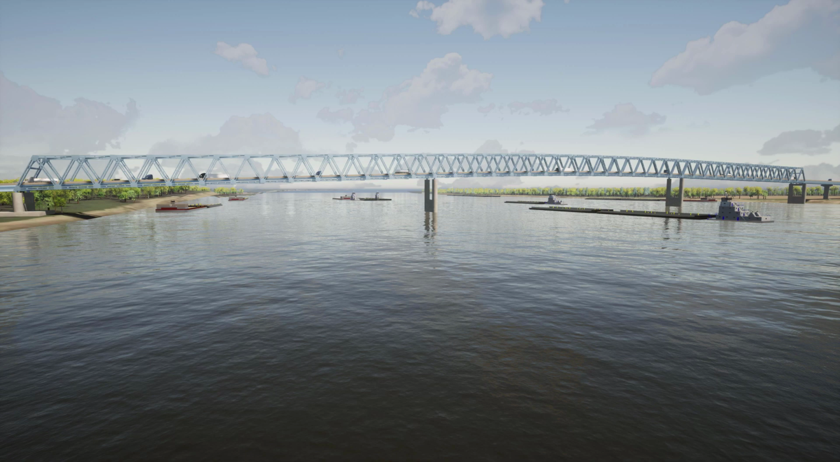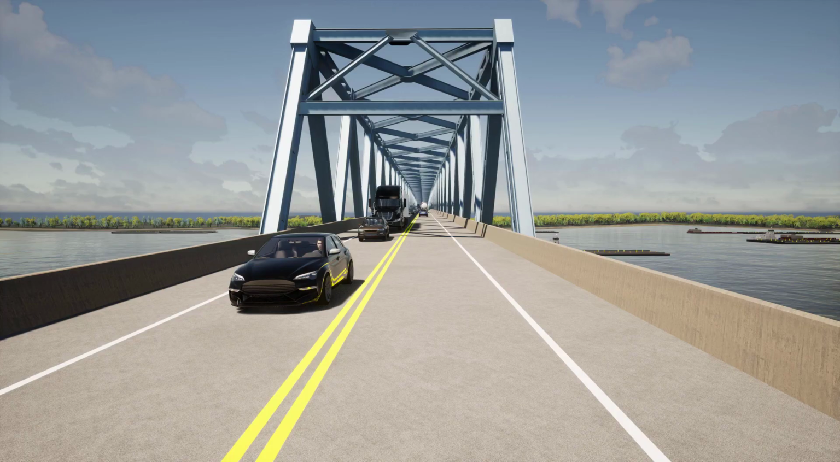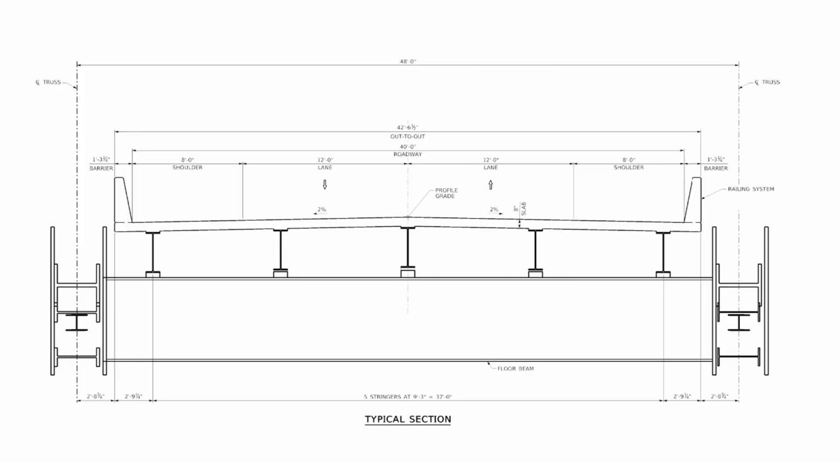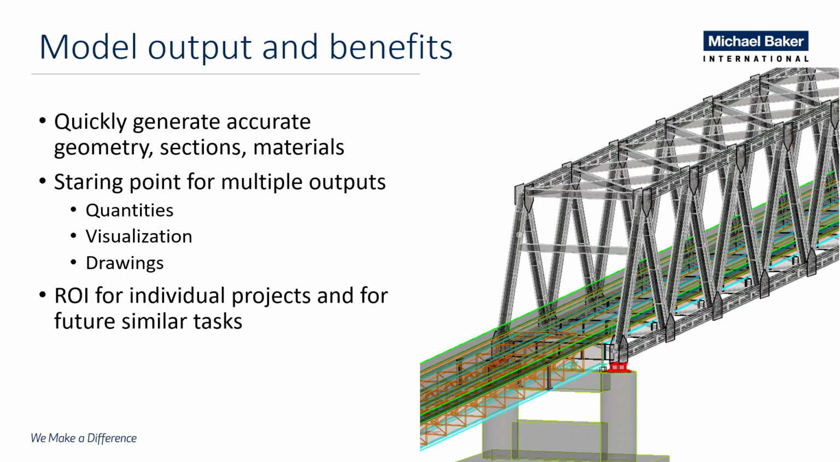Here's one from barge traffic. Here's one from vehicle traffic. From there, we're in a CAD program, we can generate our drawing. So here's just a general plan elevation. Again, the only thing different here is that we're generating that directly from our 3D model started by our automation piece. Typical section as well, being able to generate that directly from our model.